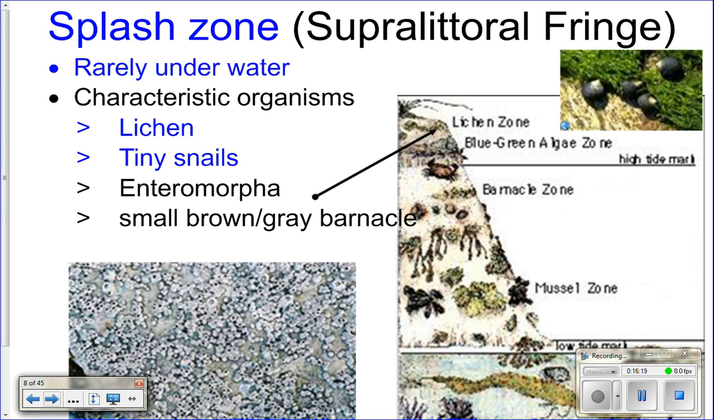Types of animals that you find in this area are these little snails, and Pteramorpha, that's actually that green algae that's in the picture, and then you also get these small brownish gray barnacles that live up here as well. They're the little ones. And then lichen. Do you guys remember what lichen are from freshman bio or 8th grade science? It's a mutualistic relationship between fungi and algae. Remember that? So it's a fungus and an algae living together. And so lichen are found up here in the stone. So that's the splash zone.